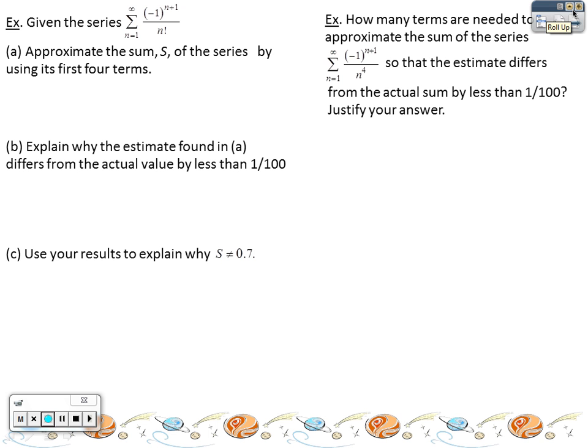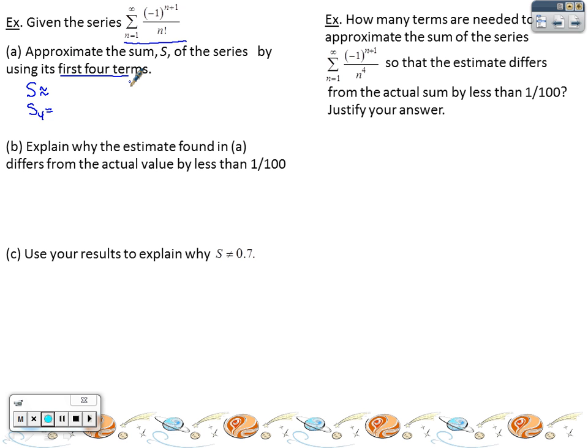All right, example 1. We're given this series. They want us to approximate the sum S of the series by using its first 4 terms. All right, so let's do that. There's a couple ways you could do that. You could write the actual sum is about. You could write that notation. If you don't like that, you can write S sub 4 equals, that's my 4th partial sum. They want us to use the first 4 terms.